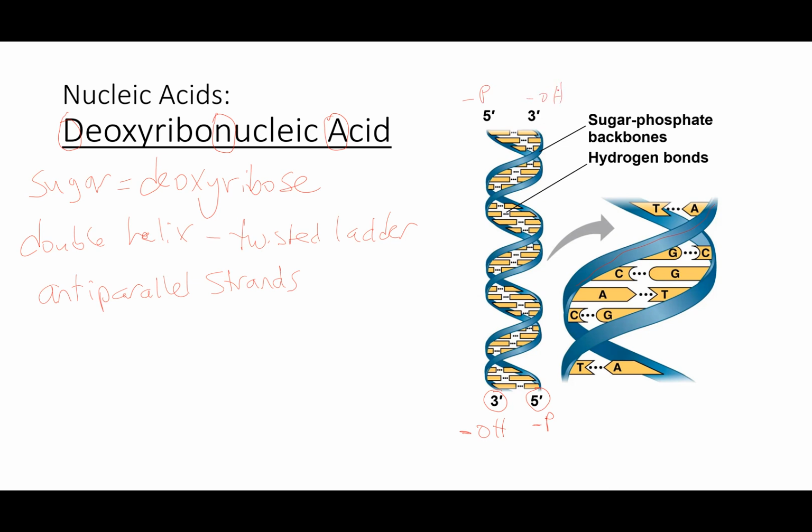So one strand runs 3' to 5'. Again, that 3' and 5' is just referring to the carbon numbers, while the other one runs 5' to 3'. So they're anti-parallel because they're not going in the same direction. They're not both going 3' to 5'.